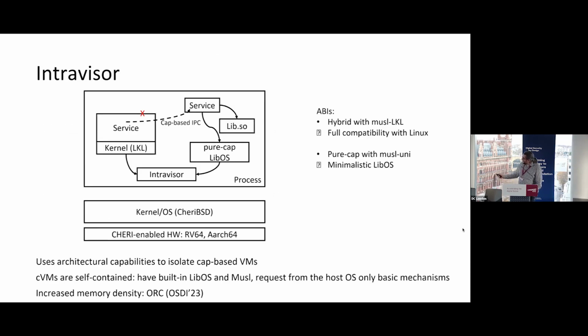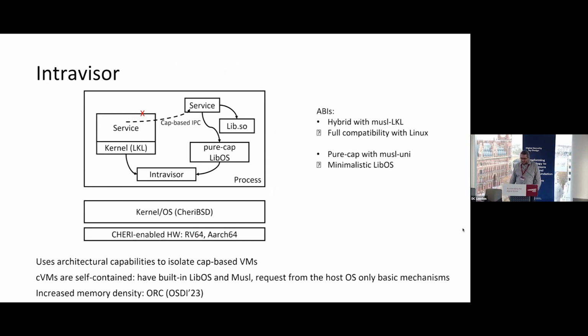So what is the Intravisor? Intravisor is a sort of type 3 hypervisor that uses its own address space to isolate and share capability-based VMs. In essence, it's a compartment with some binary inside, and those compartments interact with each other using capabilities, without the involvement of a shared intermediary, the kernel in our case. We support two architectures, RISC-V and ARM.